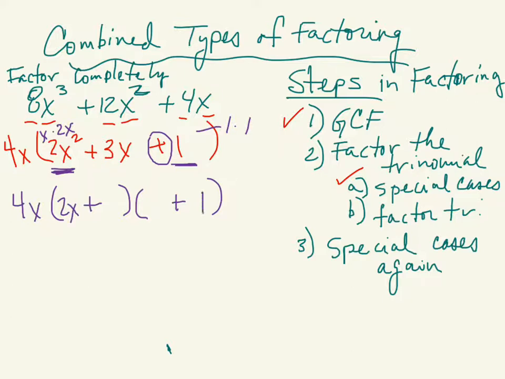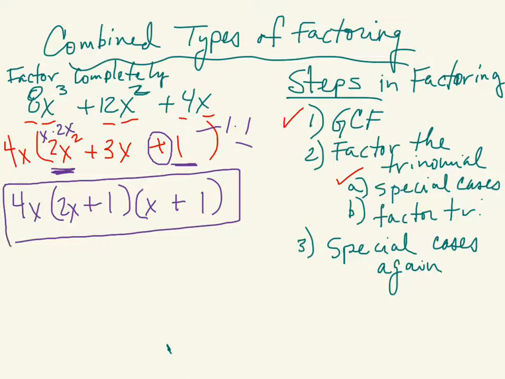2x times 1 is 2x. x times this other 1 is 1x. 2x and 1x is 3x. So this thing right here is factored completely. Okay. I also have to look for special cases. Sometimes you get special cases in these binomials. Doesn't end up happening here. So we're good to go. Let's look at the next one.